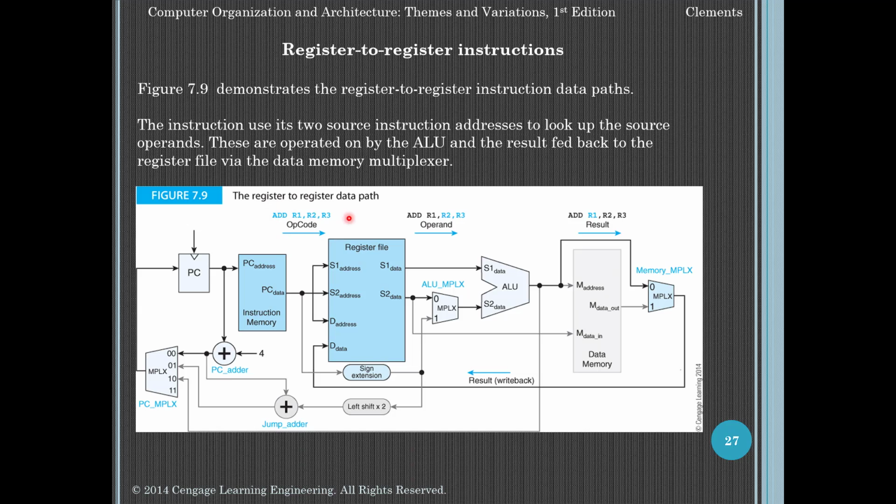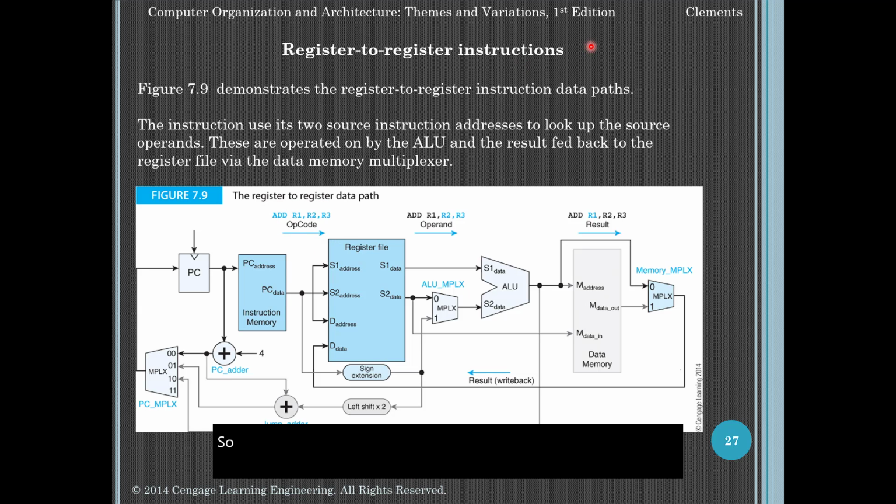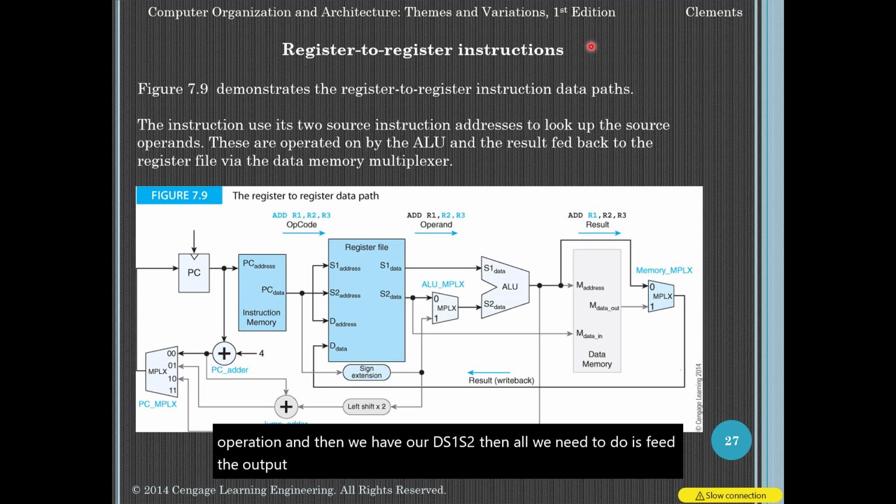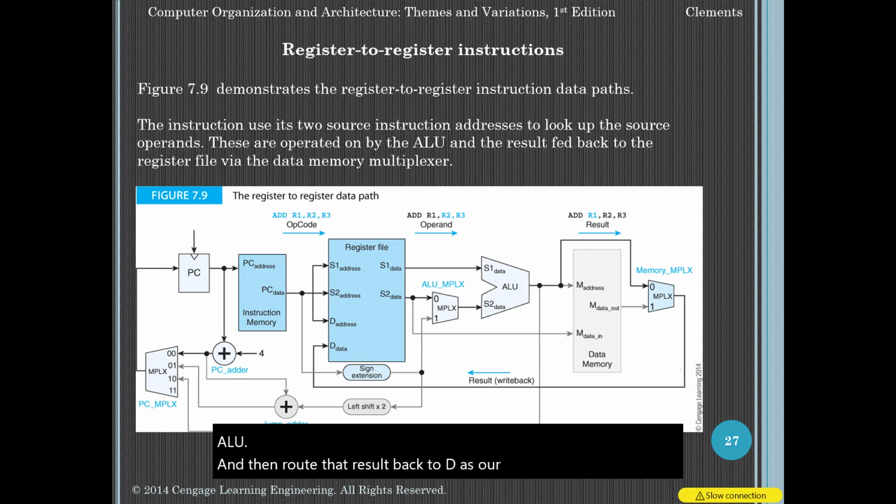So starting with our add operation as our opcode, if we had this register to register instruction, always in the format of the operation, and then we have our D, S1, S2, then all we need to do is feed the output of the two source registers from the register file to the ALU, and then route that result back to D as our destination, which then writes that input of the register file.